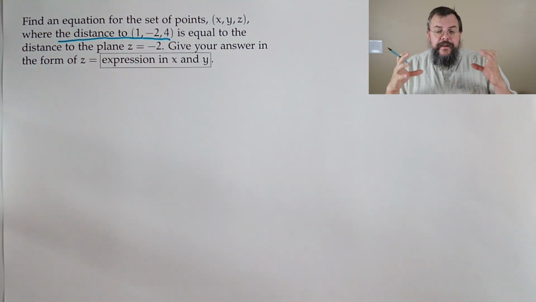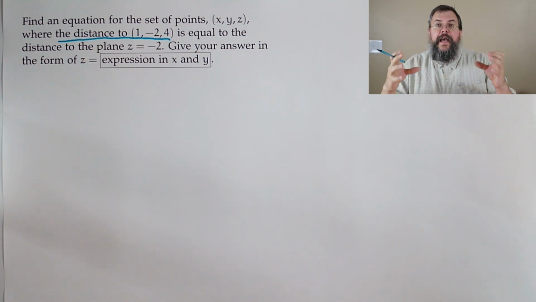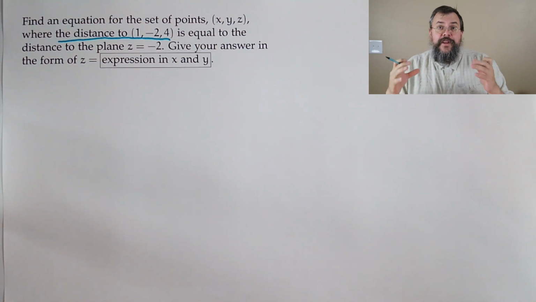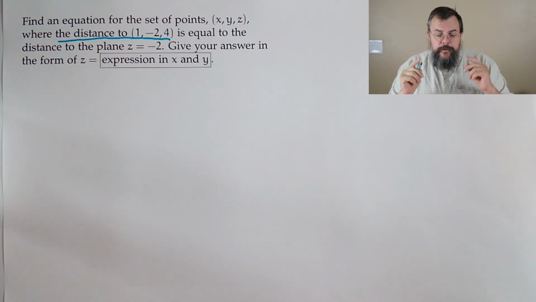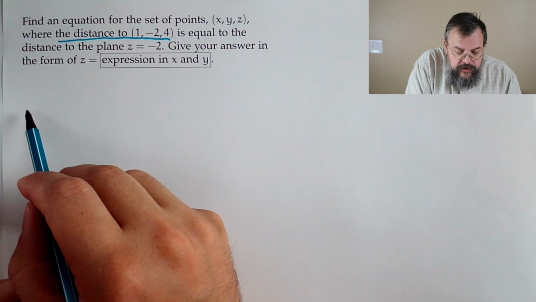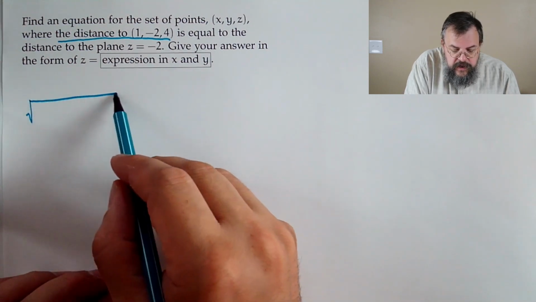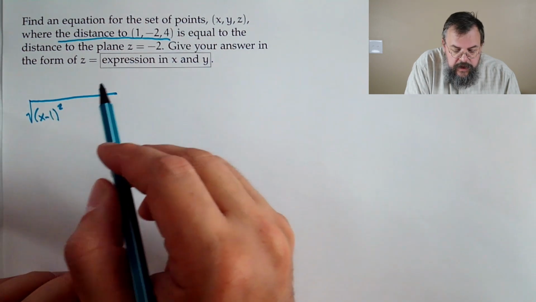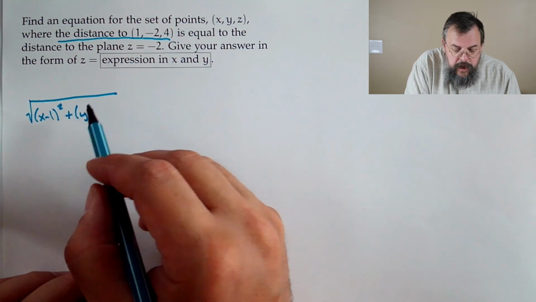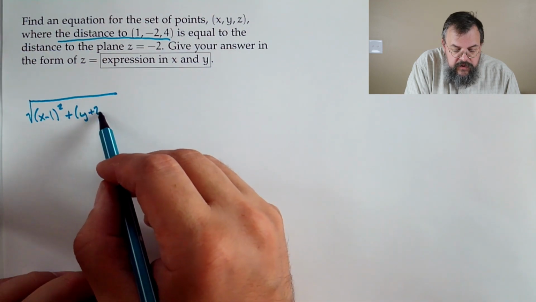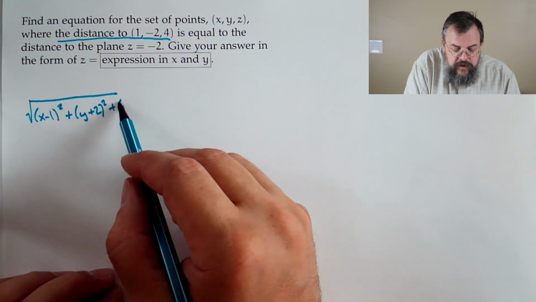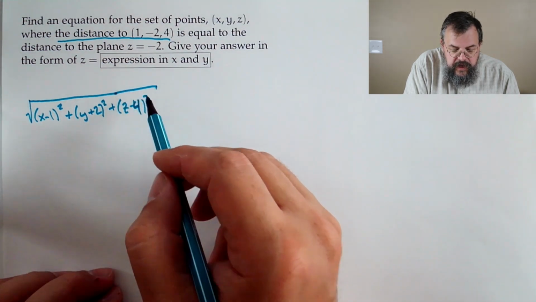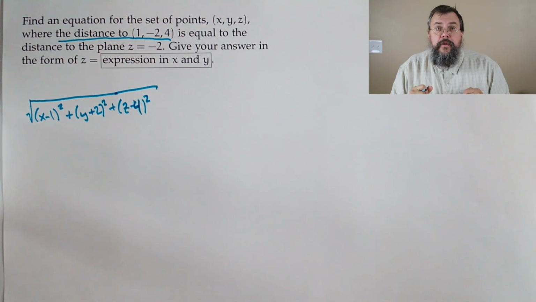There's a definite formula that says, if I have x, y, z, and I have (1, -2, 4), here's the formula that connects them. So let's write that formula down. That would be the square root of (x minus 1) quantity squared, plus (y minus negative 2, so that's y plus 2) quantity squared, plus (z minus 4) quantity squared. Okay, distance between the points.